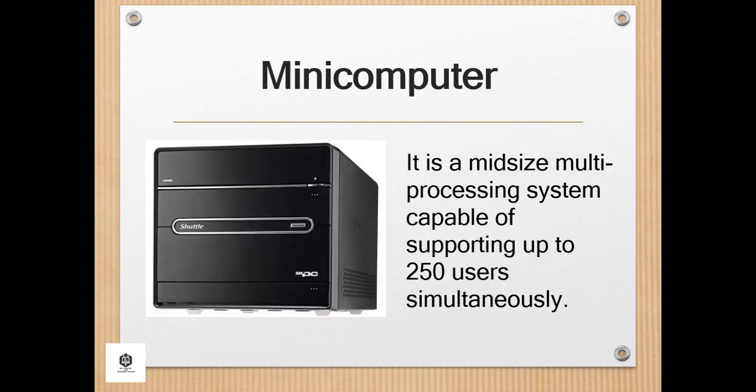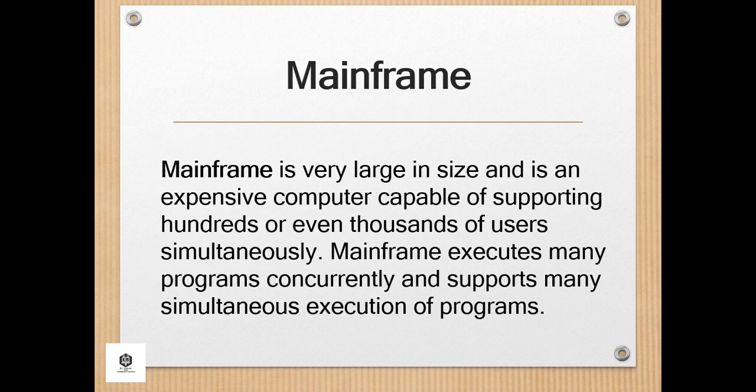Let's proceed to the Minicomputer type. It is a mid-size multi-processing system capable of supporting up to 250 users simultaneously. Next, the mainframe. Mainframe is very large in size and is an expensive computer capable of supporting hundreds or even thousands of users simultaneously. Mainframe executes many programs concurrently and supports many simultaneous executions of programs.